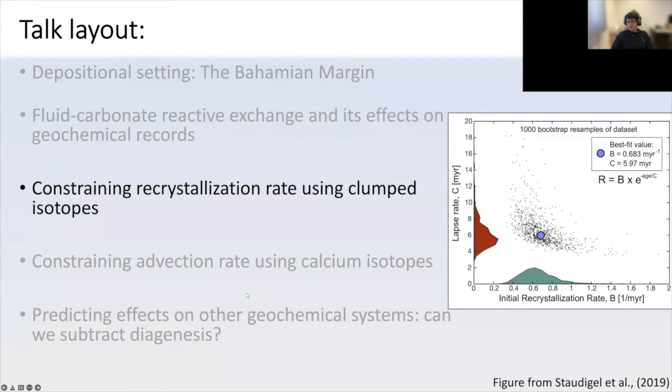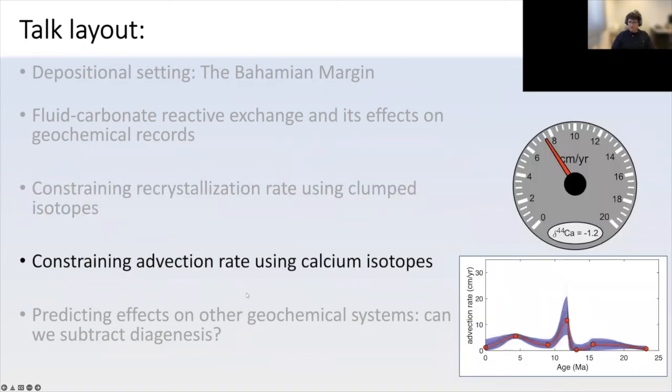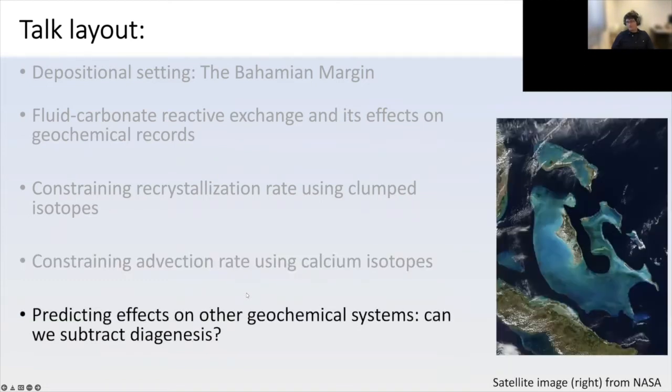We're going to talk about some ways of constraining the recrystallization rate of carbonates using clumped isotopes, then how we can constrain different fluid advection velocities, and just the degree of open system diagenesis using calcium isotopes. And then lastly, we're going to apply these lessons to a different chemical system, and see if we can subtract the diagenetic signal or overprint on an existing carbonate record.